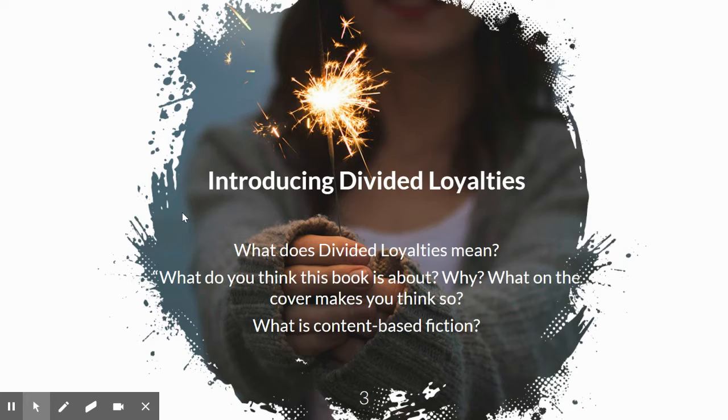I think this book is going to be about a family during the American Revolution. The cover kind of tells me that. And content-based fiction, that means that it is a historical fiction type text, right? It's something that could have happened based on real events.